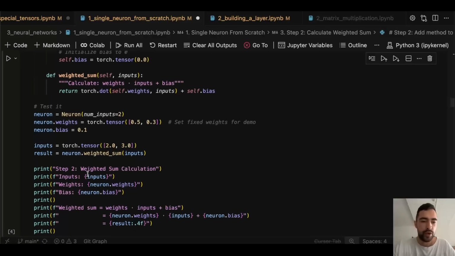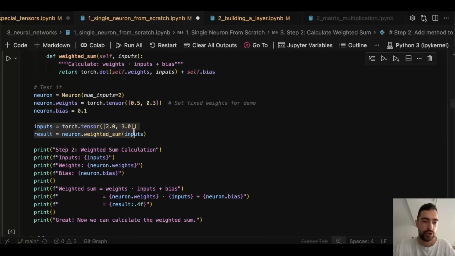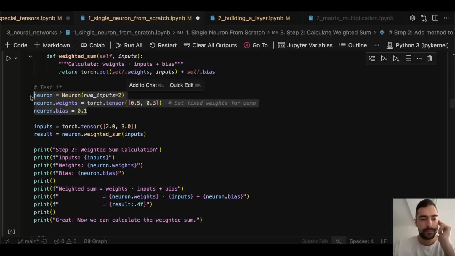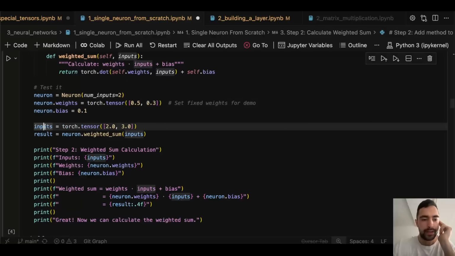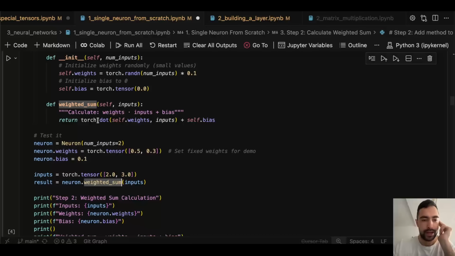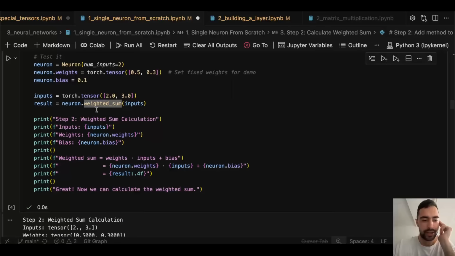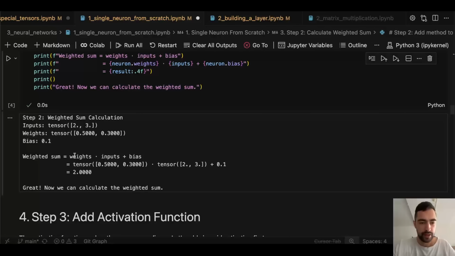And then we're also going to add this part to our code. After we initialize, which we have already seen, we want to add this part. So I set some inputs here, and then I call neuron.weightedSum. I call our new function to do matrix multiplication. So the weighted sum here is 2, which also includes this bias, by the way.